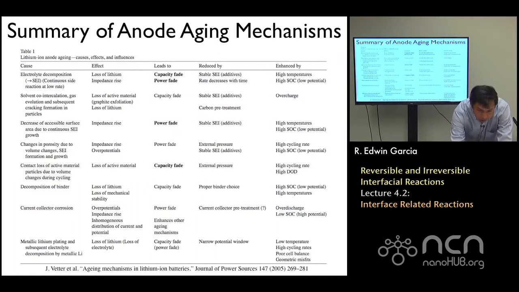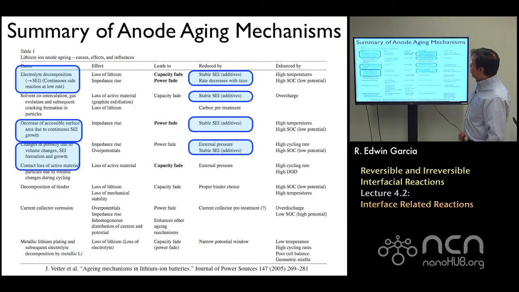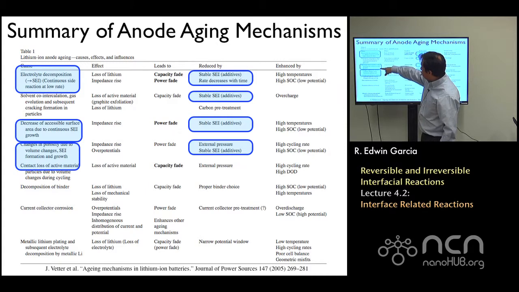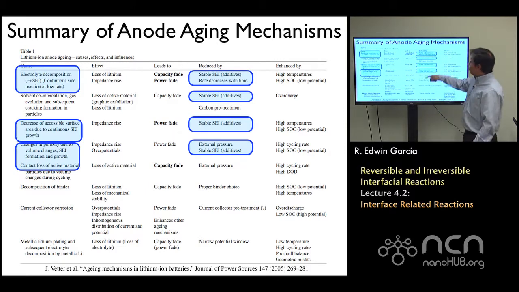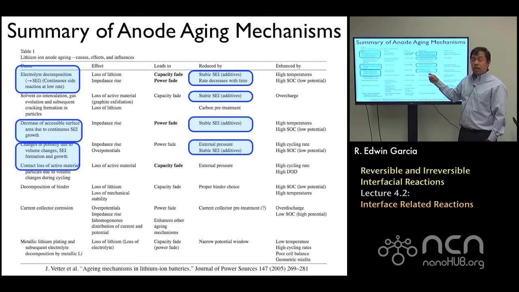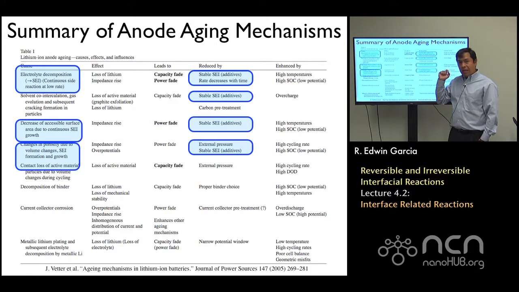Okay, from all of those, clearly these that you have over here, electrolyte decomposition, decrease of accessible surface area, and changes in porosity due to volume changes, all of them you can see can be fixed by simply forming a stable SEI. So formation of a stable SEI is actually one of the key fields that are right now being studied, because what you want is for that SEI to basically form and stay pinned so that nothing really will happen.